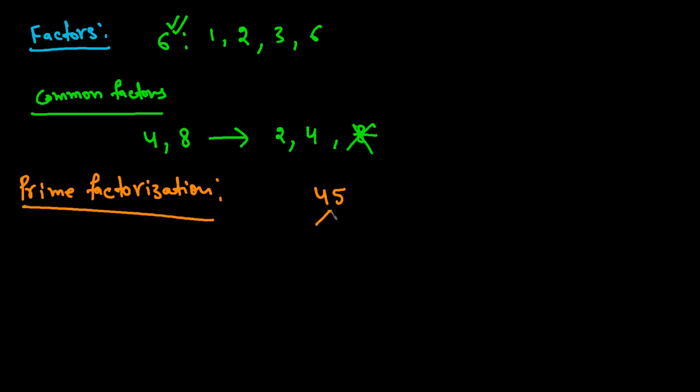So we can use the tree method. 5 times 9 is 45 and 3 times 3 is 9. So 5 is a prime number, 3 is a prime number, this 3 is a prime number. So 45 is basically equal to 3 times 3 times 5. So these are the prime factors of 45.